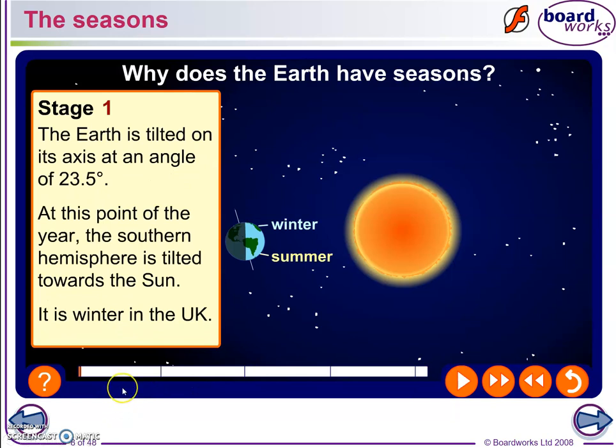So, stage 1, we have the Earth is tilted on its axis at 23.5 degrees. At this point of the year, the southern hemisphere is tilted towards the sun. So right now, in this picture, it is winter in the UK.